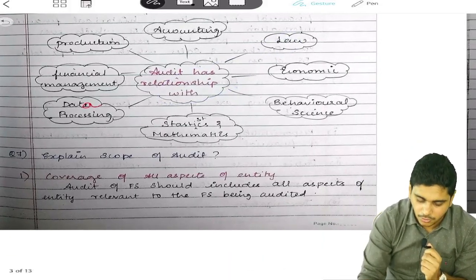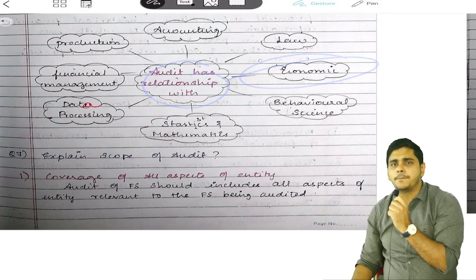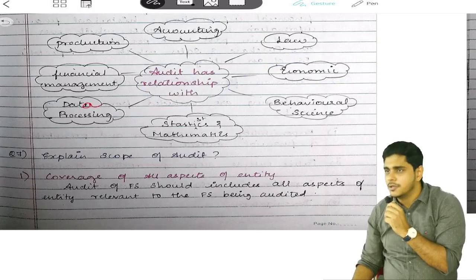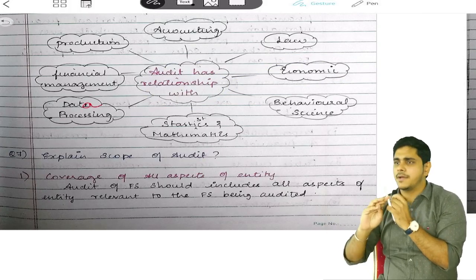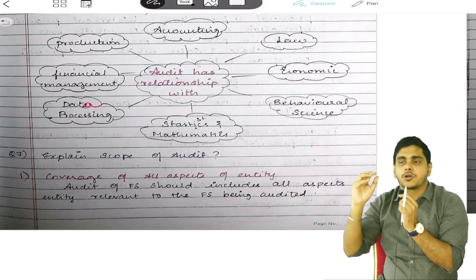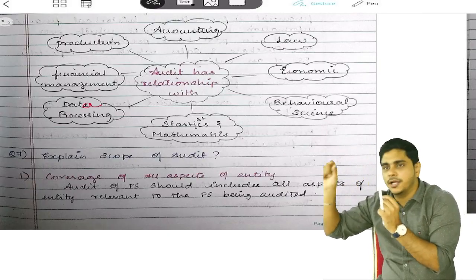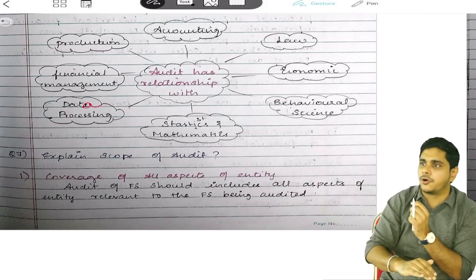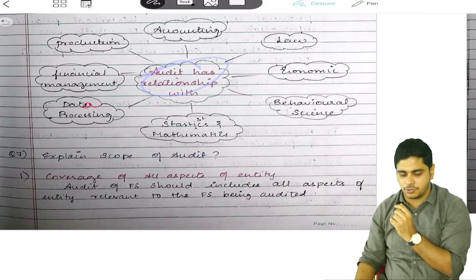Third, audit has a relationship with economics. In foundation, you must have studied microeconomics and macroeconomics. You must have studied production, supply, working. In macroeconomics, commercial banking, government policies. Because of the companies, India's GDP is calculated as per the companies' profit. Whether that profit is correct or not, who will check that? The auditor. So audit has a relationship with economics also.